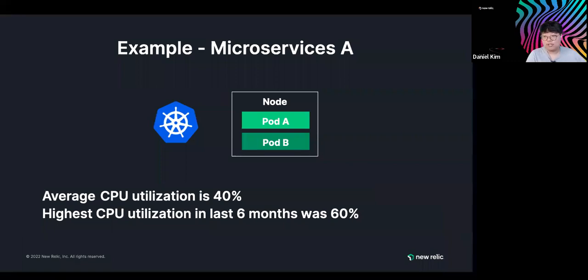Here's an example of something you can do with the data you find within New Relic. Let's say I have 2 microservices in pods running inside a particular node. If I see that the historical CPU utilization for the last couple of weeks has been 40%, and the highest CPU utilization in the last 6 months was 60%, you can probably tell that you're over-assigning resources to a particular node or pod. What you can do with that information is tweak your configuration settings in your YAML files with this historical data that you get from New Relic.